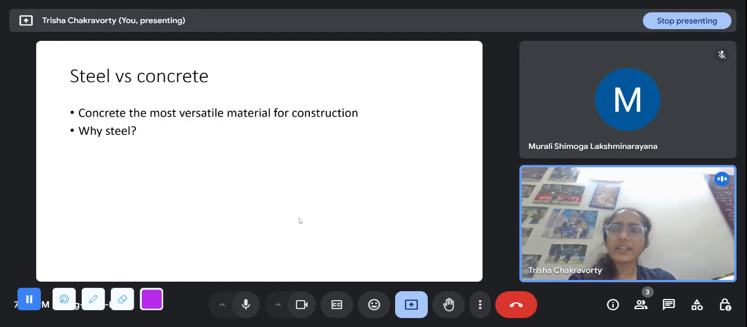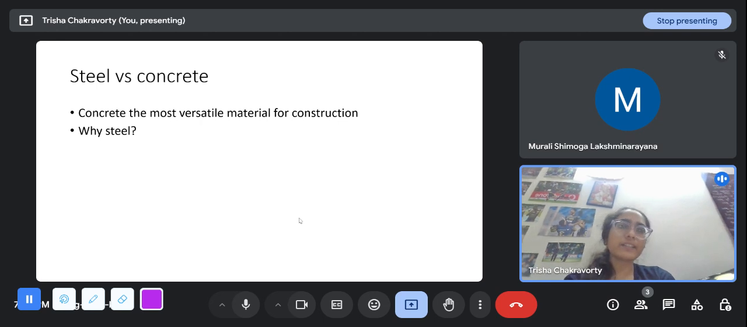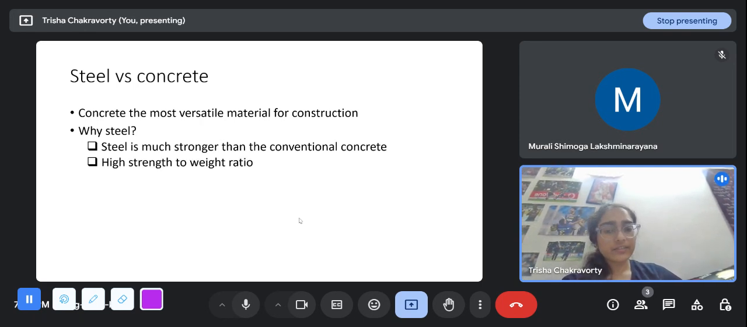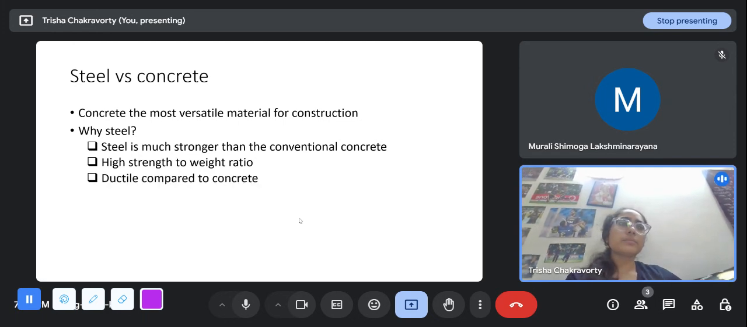Now, steel versus concrete. Steel and concrete are the most commonly used structural materials, and concrete is the most versatile material for construction. The one that is used in all residential buildings, most of the ones we see around us. So, why steel? Steel is much stronger than conventional concrete. That is, its compressive and tensile strengths are higher. It has a high strength to weight ratio, so steel structures are lightweight, and steel is ductile compared to concrete. So steel undergoes a lot of deformation before it actually breaks, unlike concrete that undergoes brittle failure. So failure of steel structures gives ample warning time, which is very important.